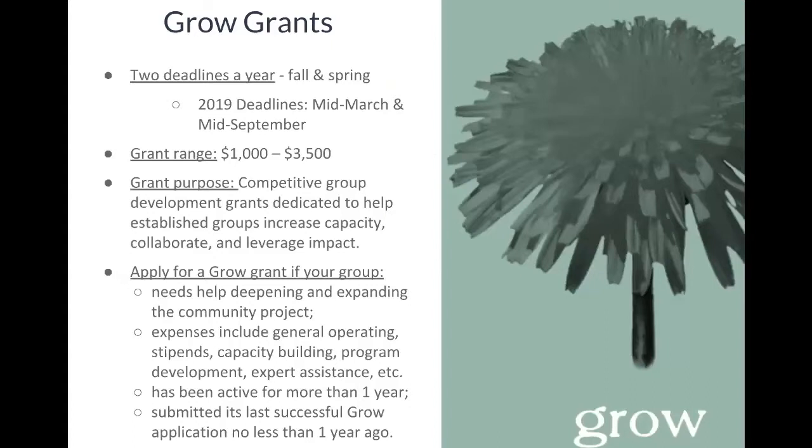Hi everyone, this is Laura. I'm the program manager of the GROW Grants, which I'll go a little bit more into now. So for GROW Grants, we have 2 deadlines a year. So unlike SEED, you have to just make sure that you have these dates written in your calendar and know when they're approaching. Our first is in the spring, which is in mid-March, and then our second is in the fall in mid-September. For the grant range, we provide funding for projects that are looking for about $1,000 to $3,500.